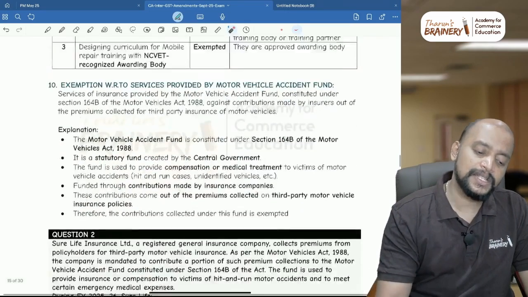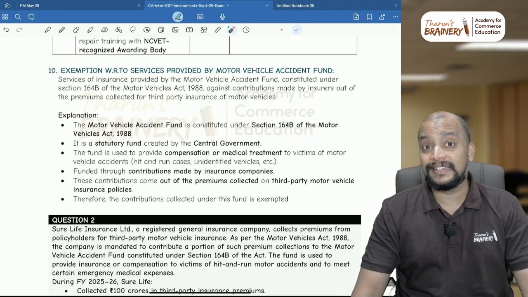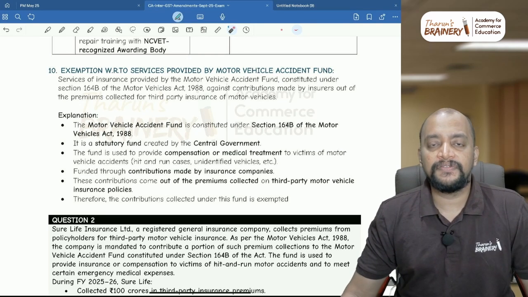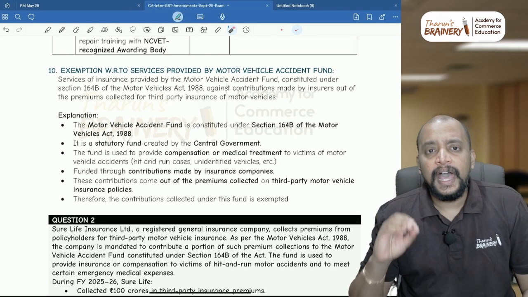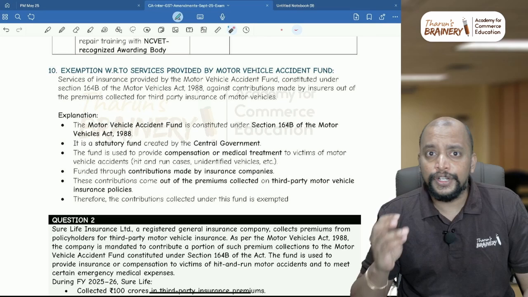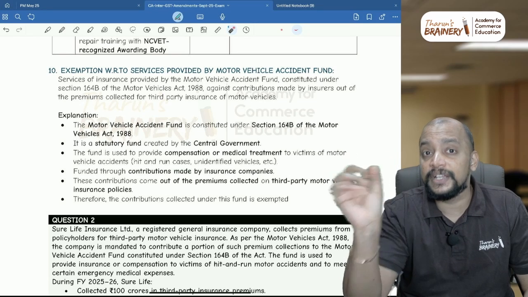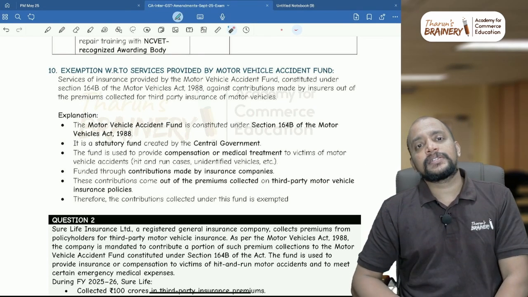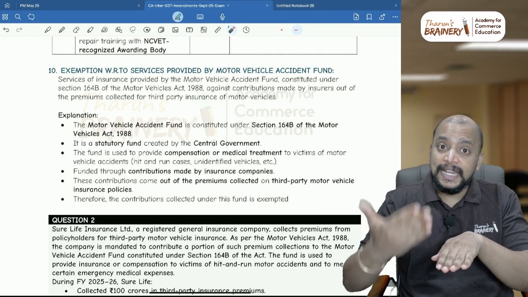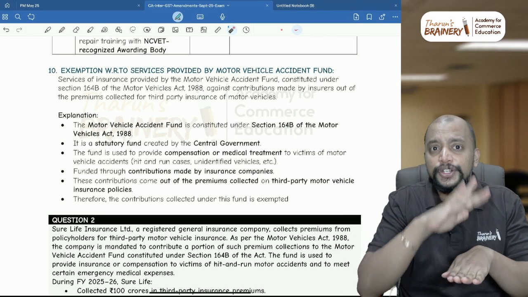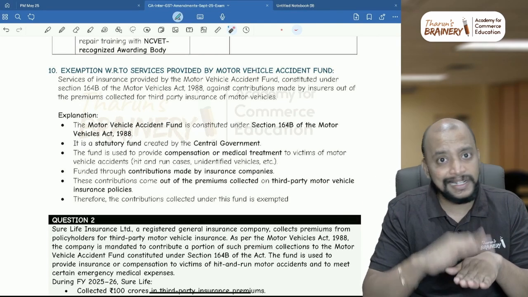Then the next one, exemption with respect to services provided by the Motor Vehicle Accident Fund. What is this Motor Vehicle Accident Fund? Listen carefully. Now you purchased a 2-wheeler or 4-wheeler, and whenever you purchase a 2-wheeler or 4-wheeler, you need to take the insurance. In that insurance, there is a point called third party insurance. What is third party insurance? You drove your vehicle and an accident happened. If there is any loss to your vehicle, normal insurance will cover. Insurance will cover, this comprehensive insurance or bumper to bumper insurance, etc., that will cover.